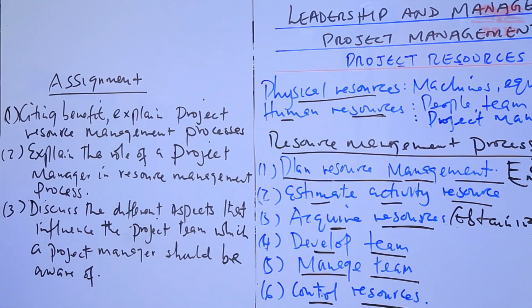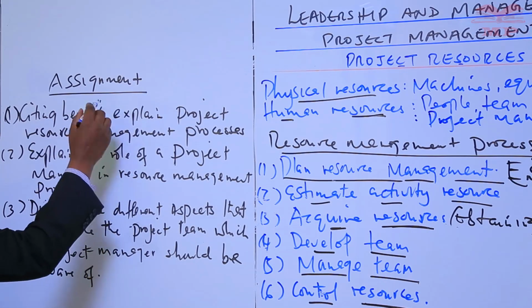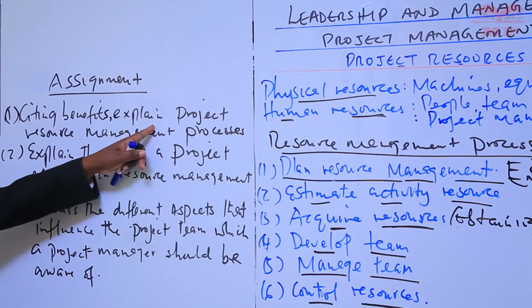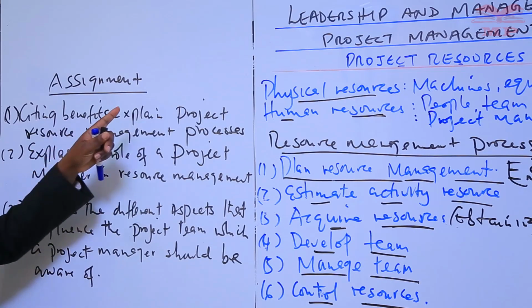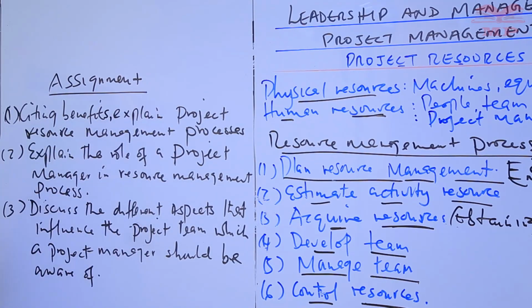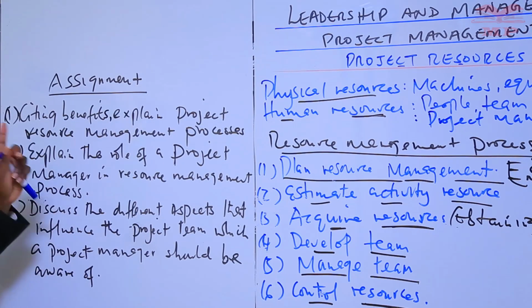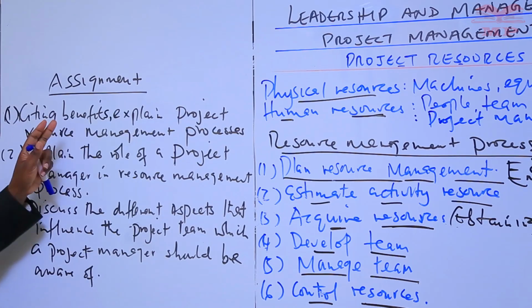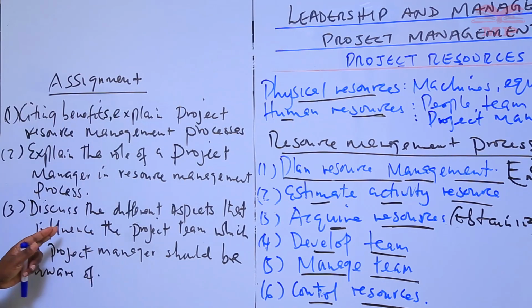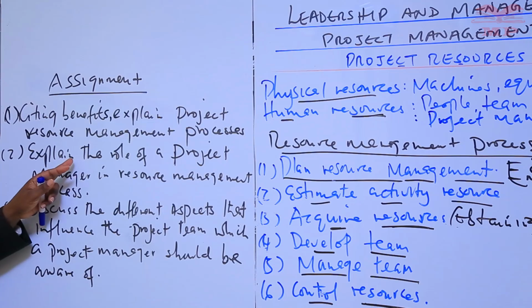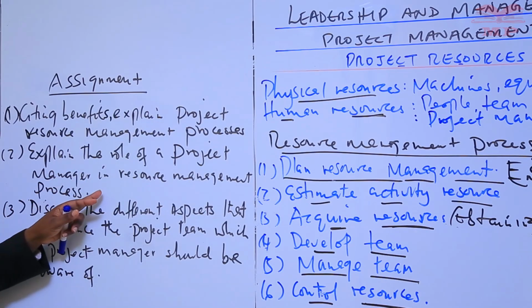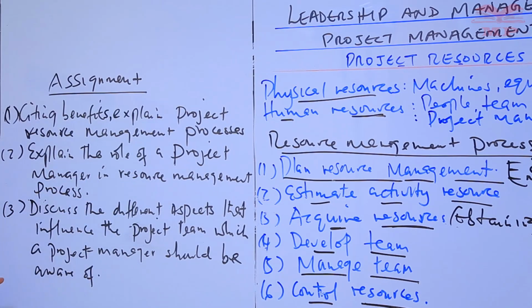This is your assignment, question 1. Citing benefits, explain project resource management process. That's what we have learned today. We've learned the different processes in project resource management. So citing benefits for each process, explain project resource management process. Question 2, explain the role of a project manager in resource management process.